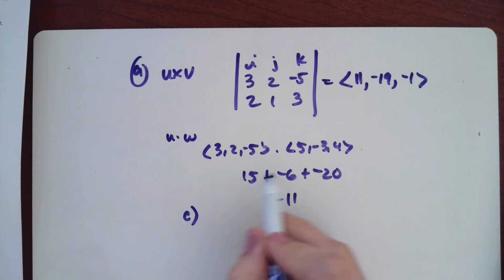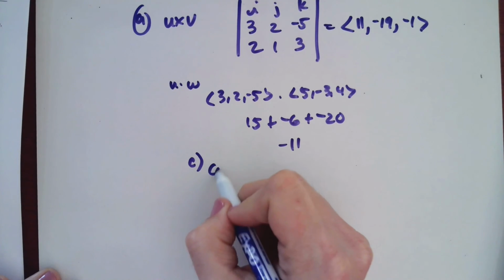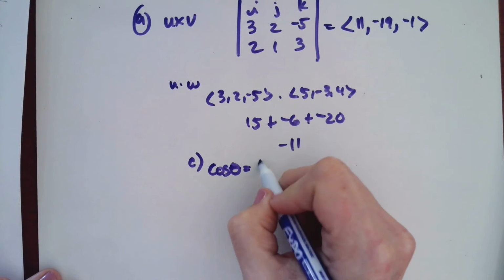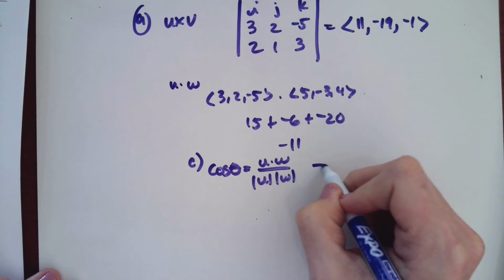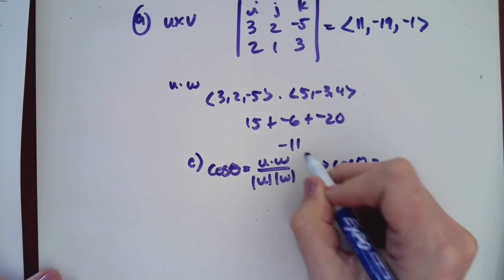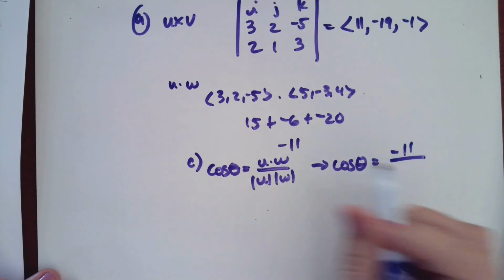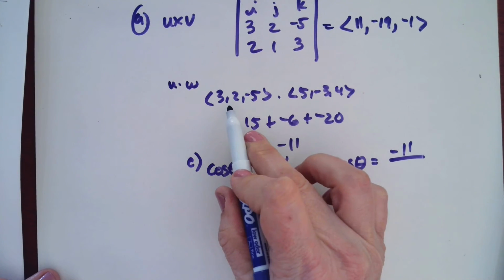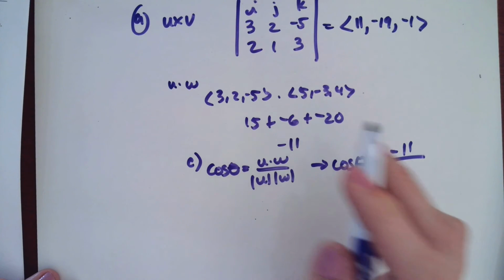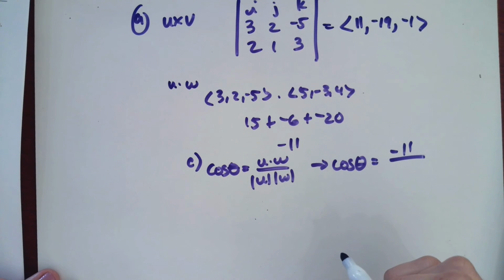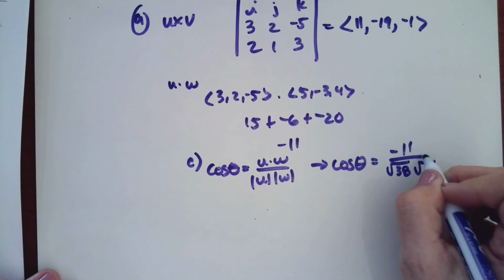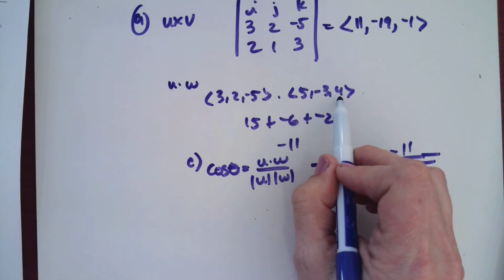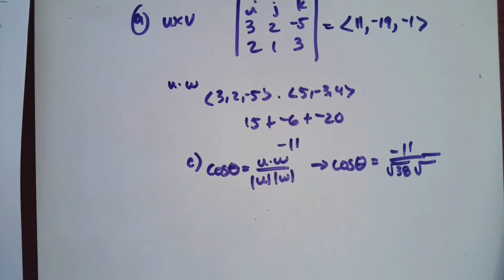In part C, find the angle between vectors u and w. All right, well this was a dot product of u and w, so remember the angle is this, the dot product over their magnitudes multiplied together. So cosine of my angle, I got negative 11 for the dot product already. There was u and w, so the magnitude of u is 9, 4, and 25. So 9 and 4, 13 and 25 is 38. And the other magnitude, 25, 9, and 16. So 50.